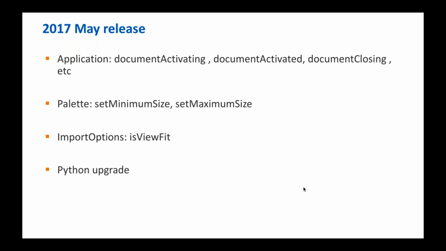And on the Python side, we also upgraded the version of Python that we were using inside Fusion 360. So unless you're compiling, or unless you're running compiled Python code, you don't have to really care about this, because the latest version, whatever version of Python Fusion is using, will be used to compile your code.